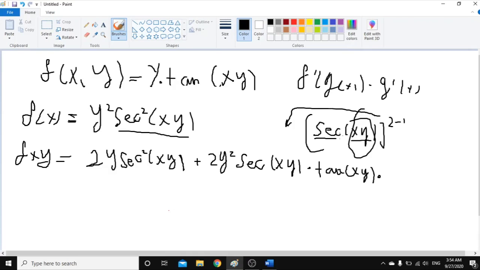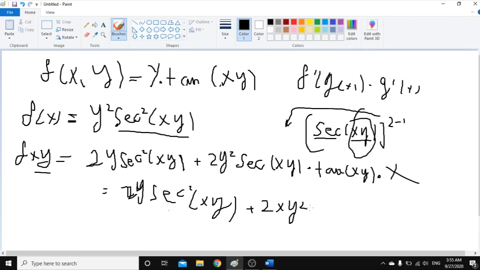Inside we have x and y, and we need to take it with respect to y, so what's left here is x. So the derivative of y is 1, 1 times x is x. So this is the final answer. I can make it in a more appropriate way. I can write 2y times secant squared xy, and then plus 2 times x times y squared secant xy, and then times tangent xy. Yeah, and this is the final answer.